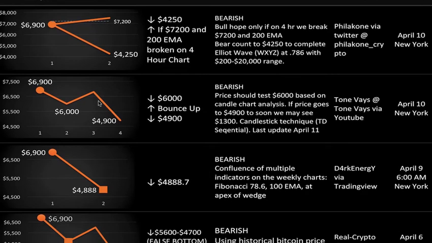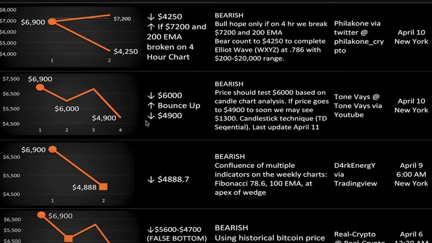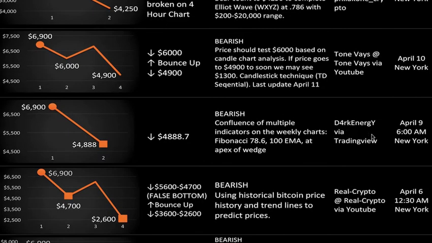Then we have Tony Vase going down to 6,000, bouncing up, and then down to 4,900. He uses candlesticks. He mentioned if we get down to 4,900 too quick, it's not good. We could see a lower Bitcoin price. He does see the weekly candle chart as very bearish, and for the details of his candle charts, please see his video. It's in the social medias right here. Then we have D-Fork Energy. It's very bearish. He uses Elliott wave theory, and he combines several things in order to get down to this price point here. Please visit his TradingView channel to see it.